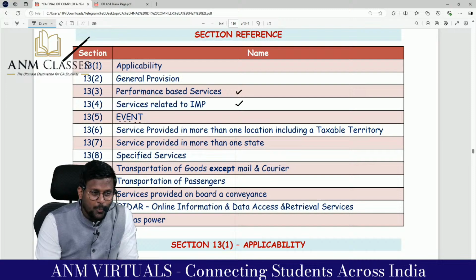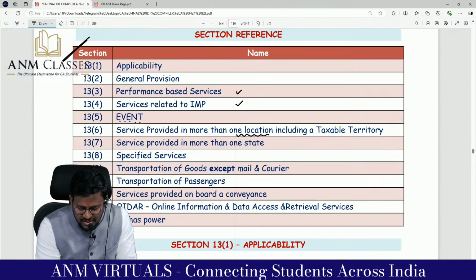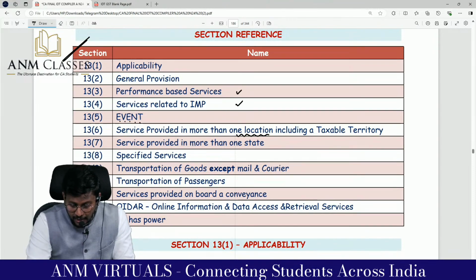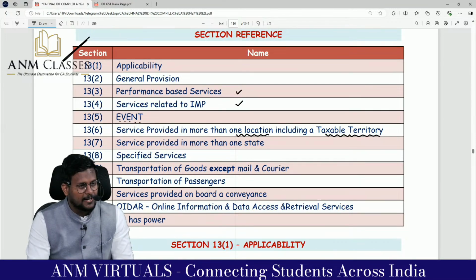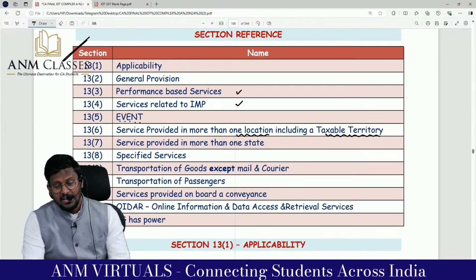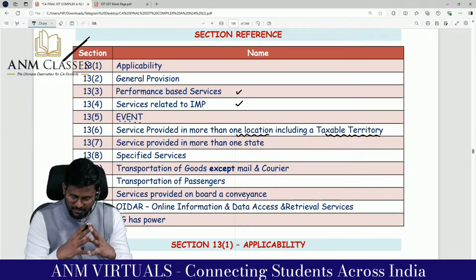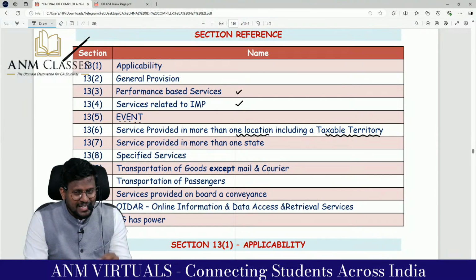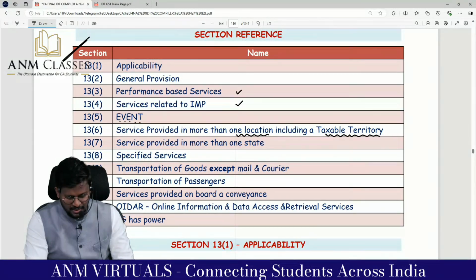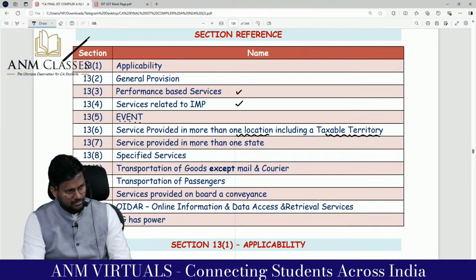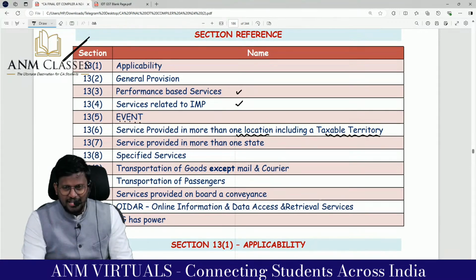13.6 is service provided in more than one location, including a taxable territory. Service provided in more than one location, including a taxable territory.